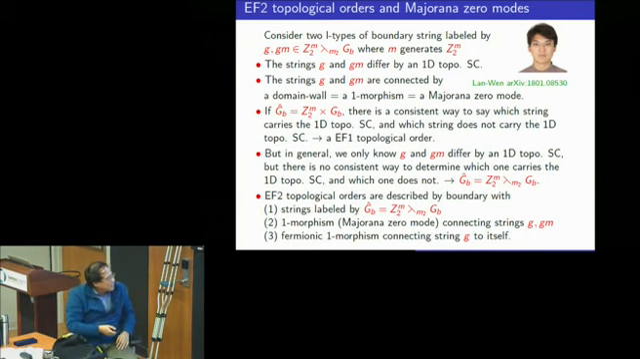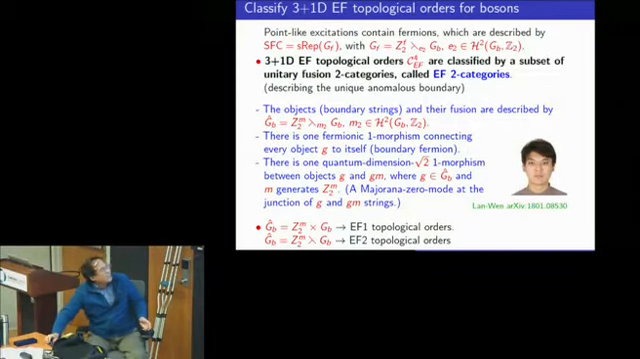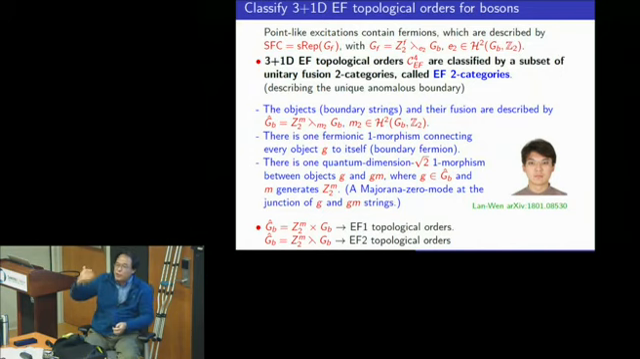So EF has two parts, EF1 and EF2. After you consider this decoration of the Majorana string in this twisted fashion, we believe we have the full story. So that's really our proposal, or conjecture, for the classification of three-dimensional topological order. Okay, that's it.